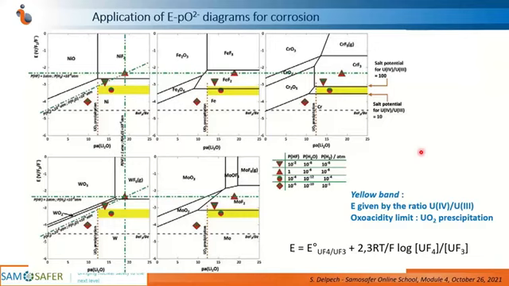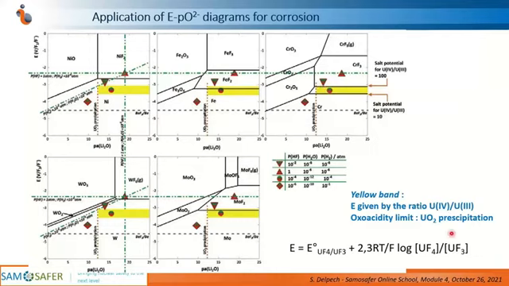Oak Ridge National Laboratory for the MSRE and MSBR reactor concept. And the difference in the potential level corresponds to the ratio uranium-4 over uranium-3, which is equal to 10 at the bottom of the yellow band and equal to 100 at the top of the yellow band.